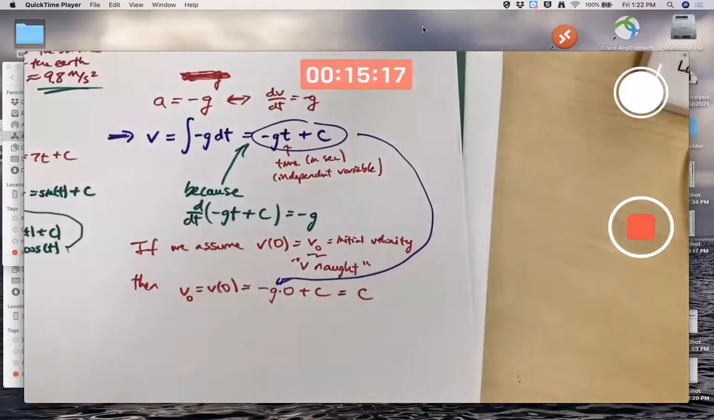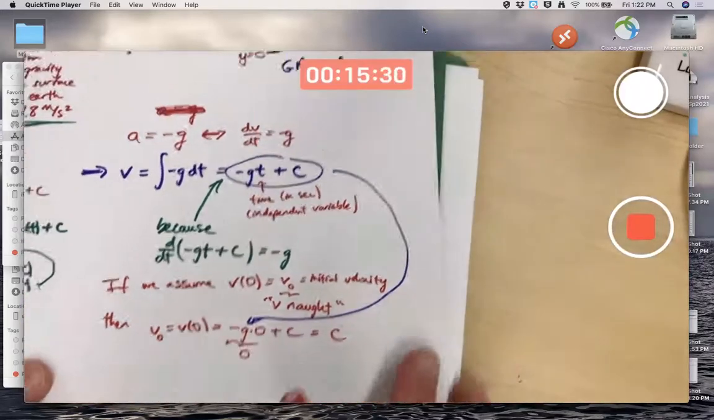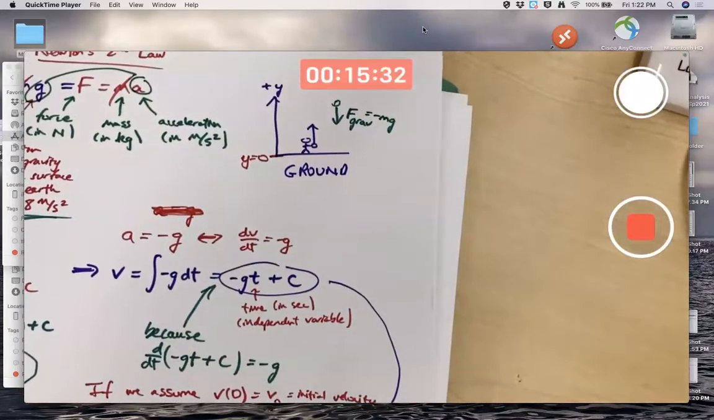Well, negative g times 0 is 0, and 0 plus C is C. So C must be V0. C can't be anything. It's got to be something fixed, something in particular related to the physical situation. It's got to be the initial velocity.